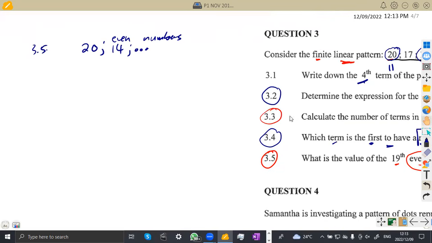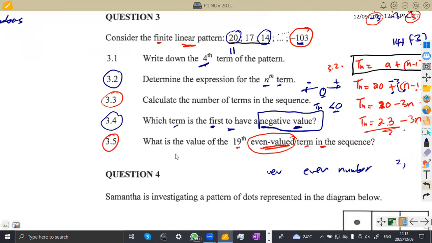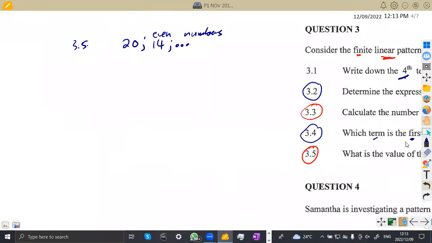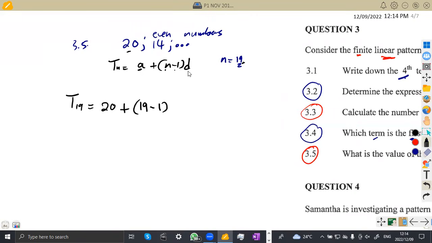So the question is referring for you to find what is the value of the 19th even term. So which means we need T19. But remember that our Tn from that format that I have written, I wrote it as A plus n minus 1 times D. That was our Tn. But our n in this case is 19 because that's the 19th term. So we can refer to our T19 as A, which is the first term, which is 20 here, plus n minus 1. Our n is 19. So it's going to be 19 minus 1 times D, which is the common difference.